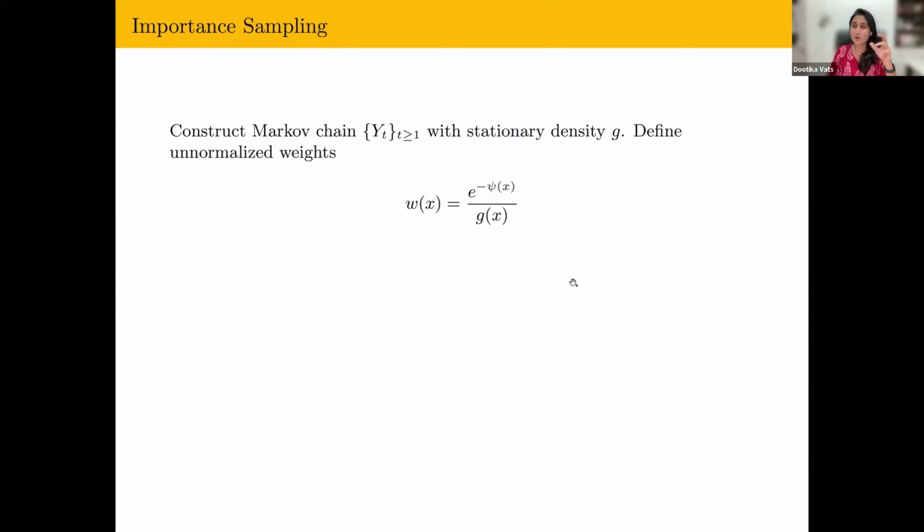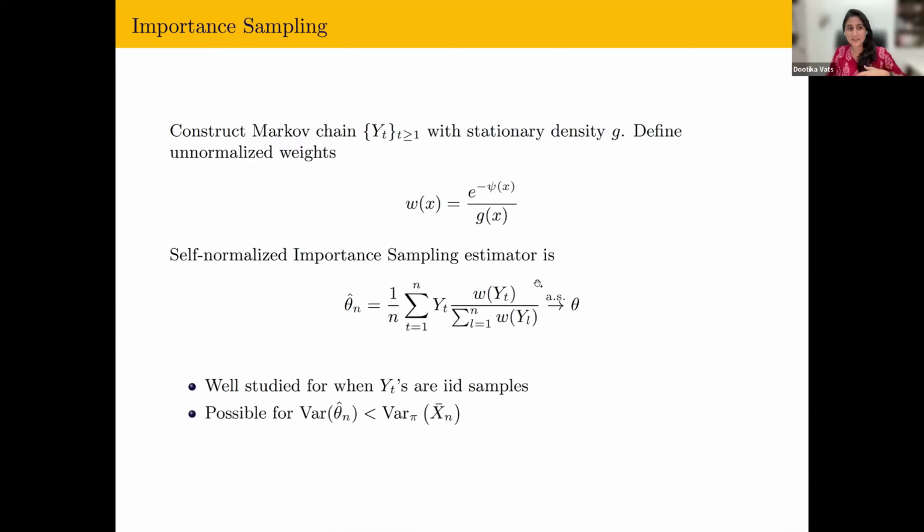And these weights tell me how important a certain value chosen under G is with respect to my actual target pi. And what we can then do is employ self-normalized importance sampling estimators to estimate my theta, which in this case is just going to be the sample average, except weighted by the normalized weights. And so this weighting is basically going to correct for the mismatch between the fact that I actually got samples from G, but I wanted to estimate expectations under pi.